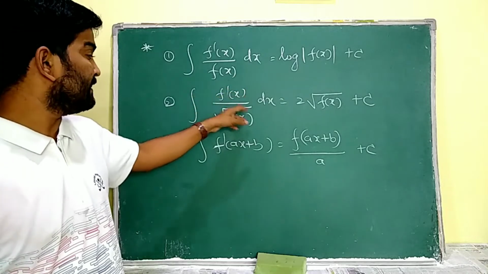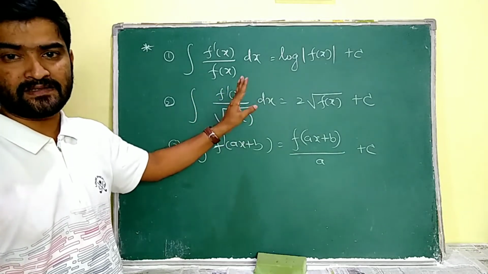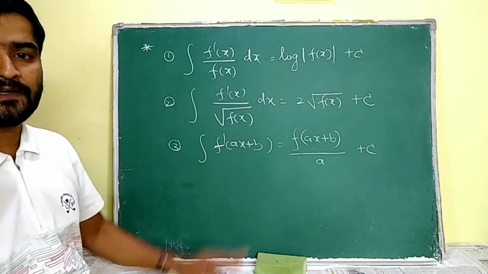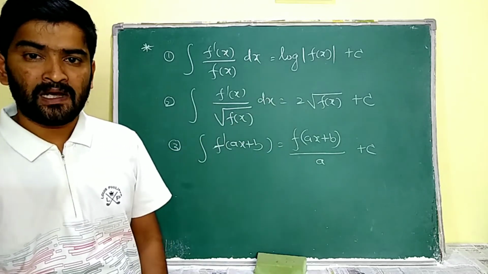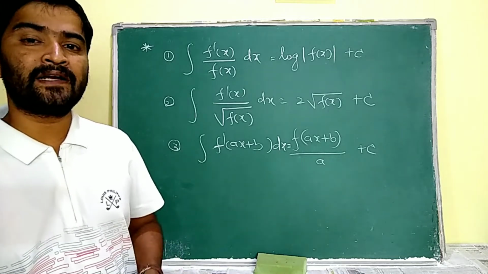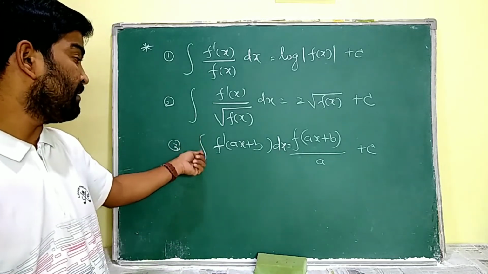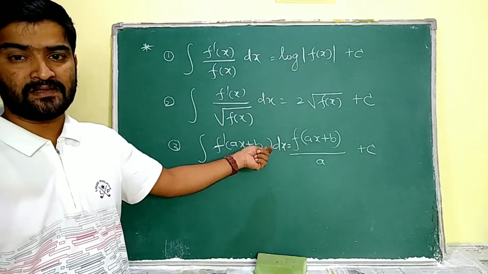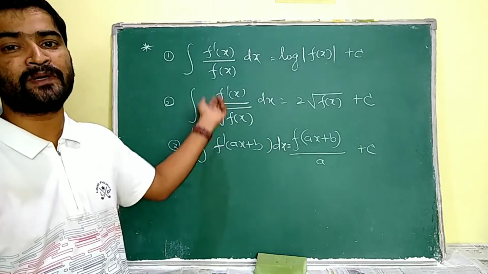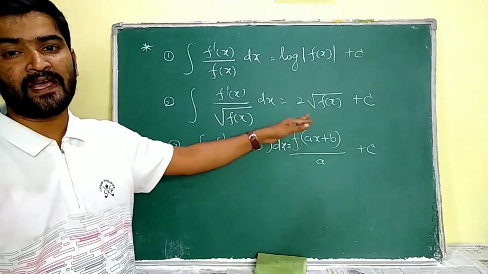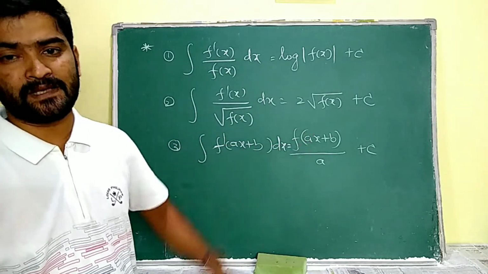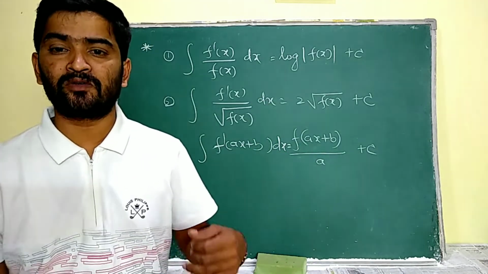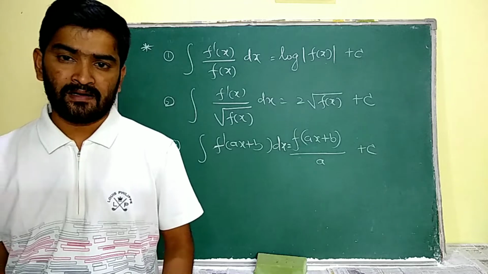Understand? And second one, if any given integral is in the form of integral f dash of x by root over f of x dx, then we are going to express its value as 2 into root over that function plus c. Understand? If we are going to find any function which is in the form of integral f dash of ax plus b dx, then that value is going to be expressed as f of ax plus b by a plus c. These are very useful formulas and theorems which are going to be applied in the next problems of the exercise.